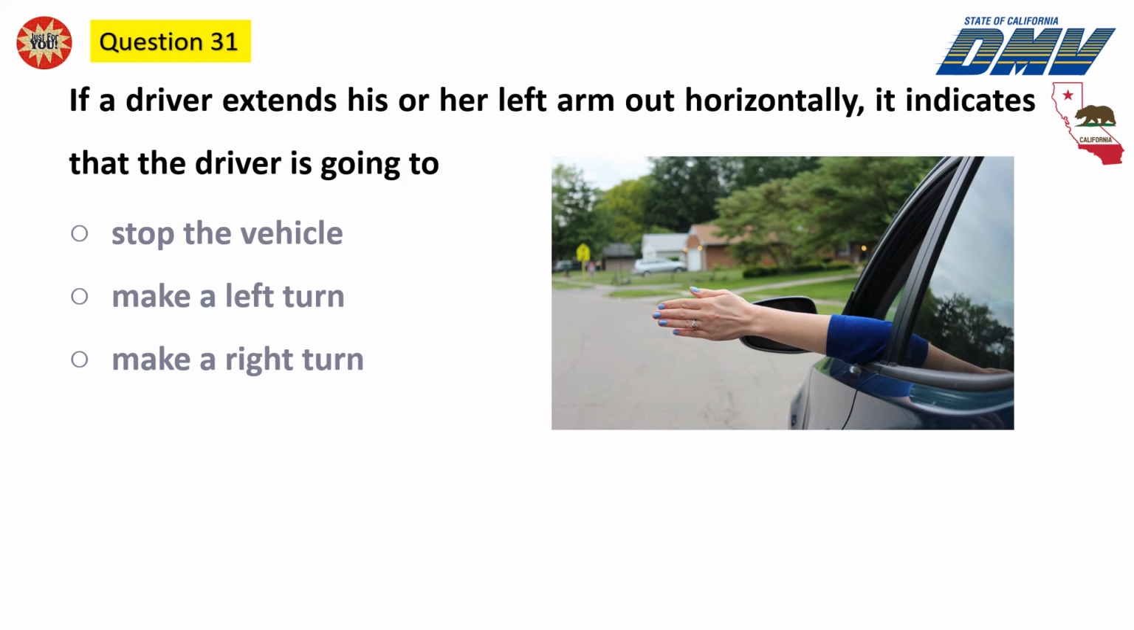Question 31. If a driver extends his or her left arm out horizontally, it indicates that the driver is going to stop the vehicle, make a left turn, make a right turn.